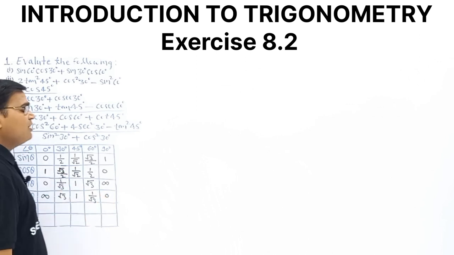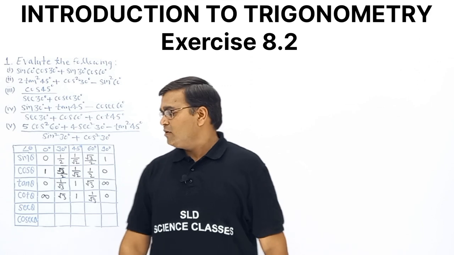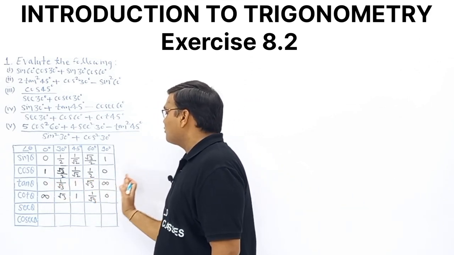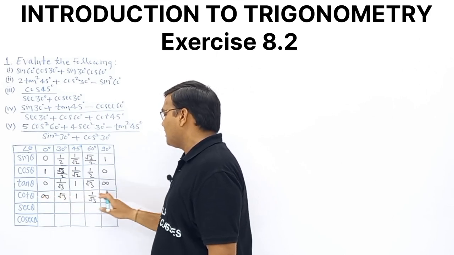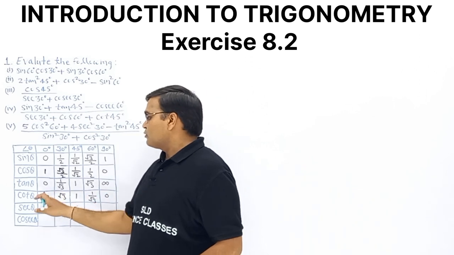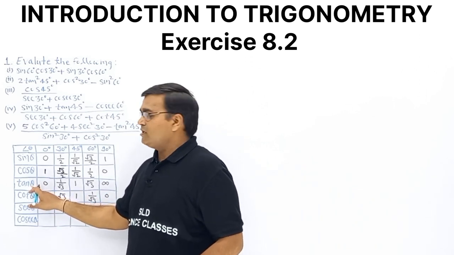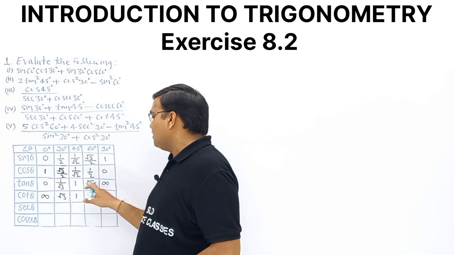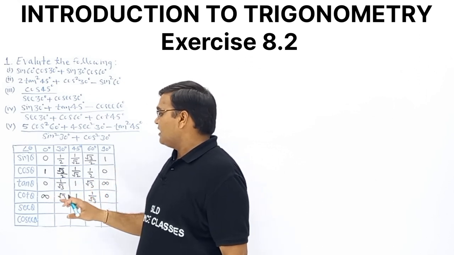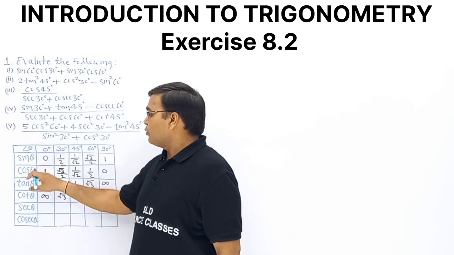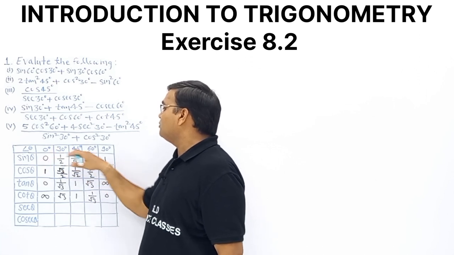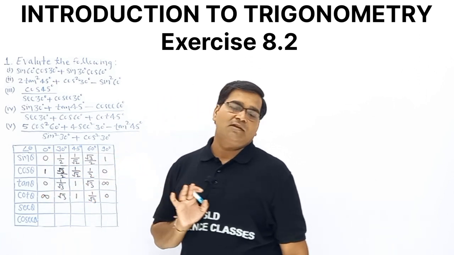So tangent theta varies from 0 to infinity, but cot theta varies from infinity to 0. So we can reverse this data and write it there, and we get cot theta. Another way, we can solve by using 1 upon tangent theta. Another way, we can say cot theta is cos theta upon sin theta. Clear?